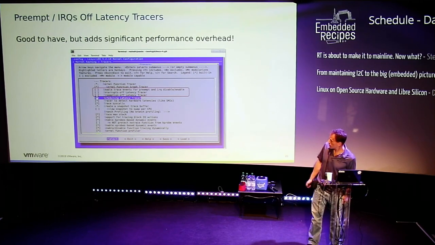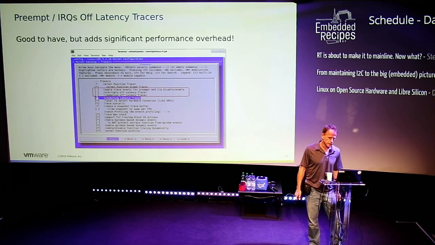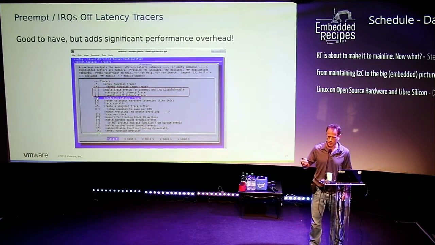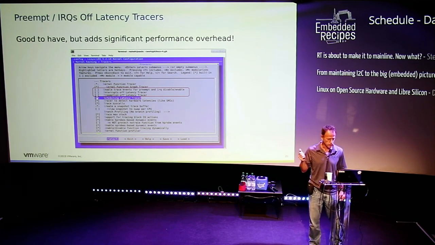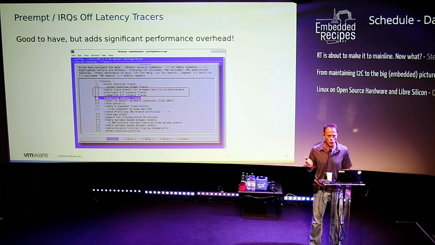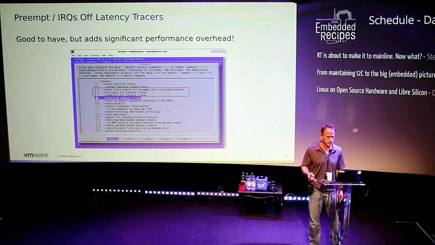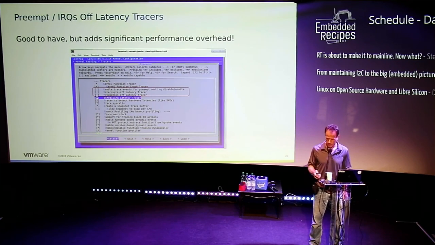Up here, these are the tracers that detect preemption and interrupt latencies. If you want to know how long a critical section is that has interrupts disabled or preemption disabled or both disabled, you enable these. Thing is, this does add overhead even when disabled. So I tell people only enable this if you want to debug your system, but don't use it in production, because it will add a noticeable overhead, not huge, maybe 1-2%, but it is measurable.